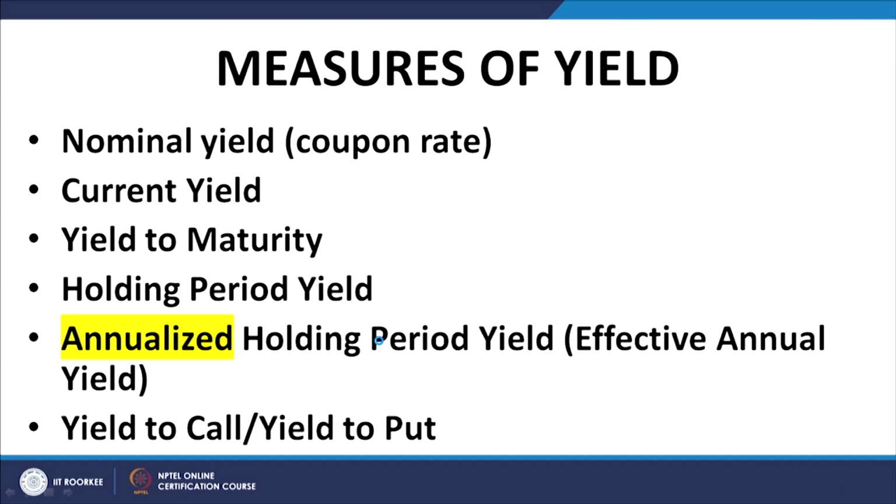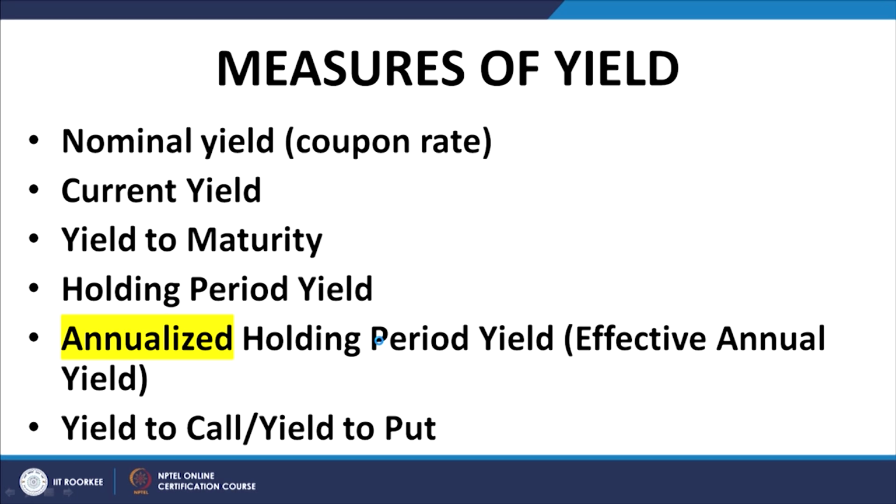Now, we talk about the measures of yield. We have just talked about the sources of income on this security. We now talk about the measures of yield. First is the nominal yield, that is the coupon rate. So, nothing much to say about that. The current yield is defined as the ratio of the annual coupons, the total coupons that are paid during the year, divided by the current market price of the bond.